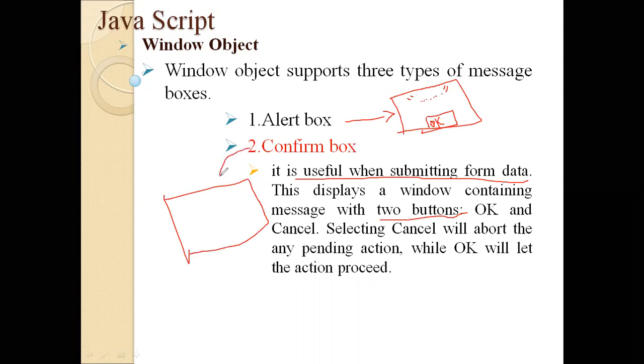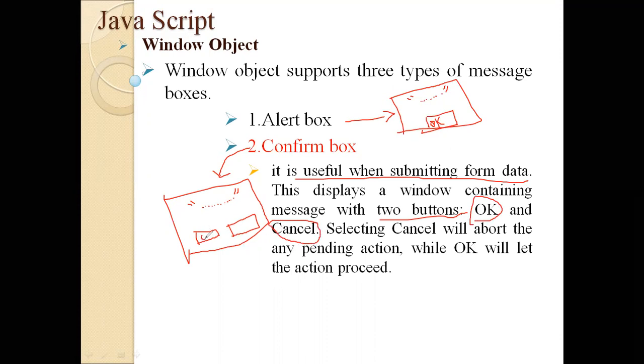This is the output of the confirm box. A window will be created, and we have two buttons for this window. Similar to the alert box, this confirm box will also have some message to be displayed, and we can give that message while writing the program. Along with the message, there will be two buttons, and the names on those two buttons are OK and Cancel.